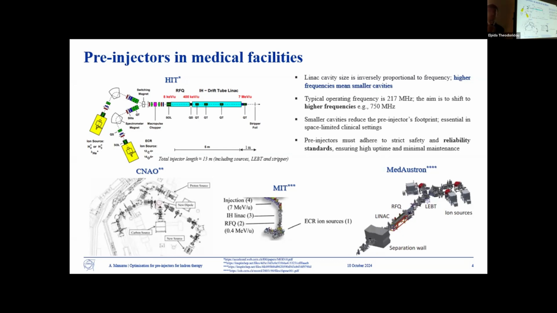On the other hand, we have the LINAC cavity sizes, which scale inversely proportional to the frequency, which means that the higher the frequency we have, the smaller the cavities. Typically, these pre-injectors operate at a frequency of 217 megahertz, which works nicely for a low charge to mass ratio. But we aim to reduce the cavity sizes by reaching higher frequencies, such as 750 megahertz. And by reducing the cavity size, we also reduce the overall pre-injector length, which is essential in clinical environments. Of course, pre-injectors must adhere to strict safety and reliability measures to ensure as much as possible high uptime for the patient treatment and to reduce the maintenance downtime.